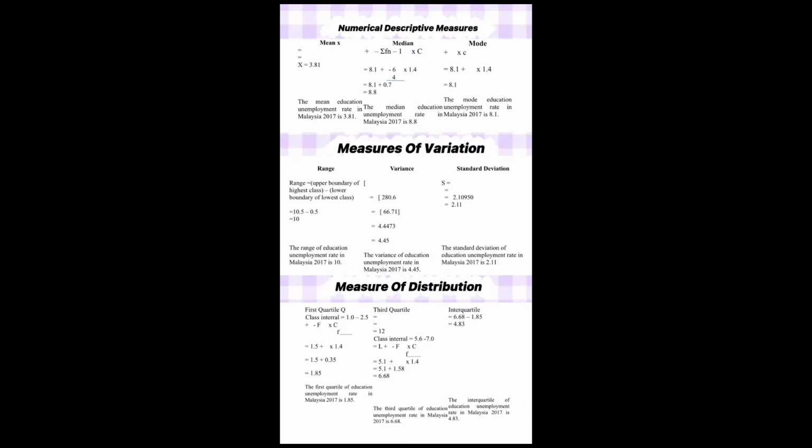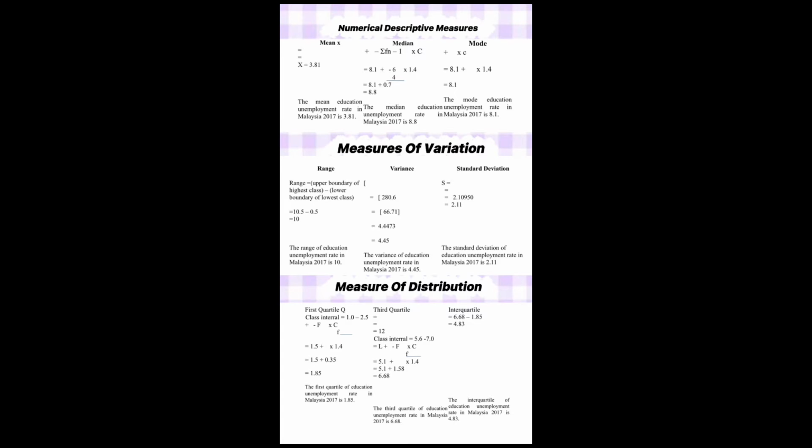Measure of variation. A measure of variation is a parameter used to describe the amount of variation in a set of random variables. There are three parameters that are used to quantify the amount of variation in a set of random variables. They consist of the range, variance, and standard deviation. The range of the education unemployment rate in Malaysia 2017 is 10. The variance is 4.45 and the standard deviation is 2.11.